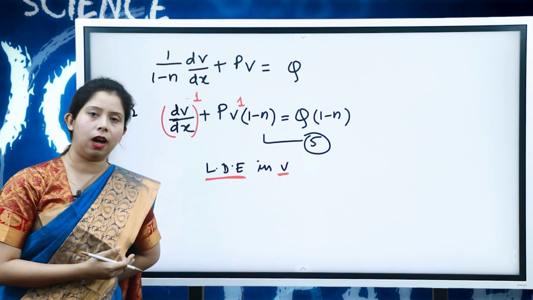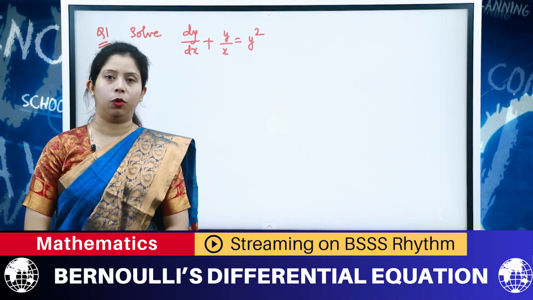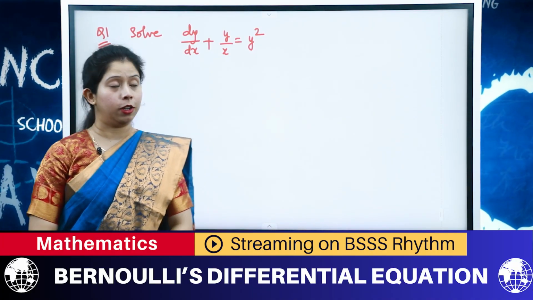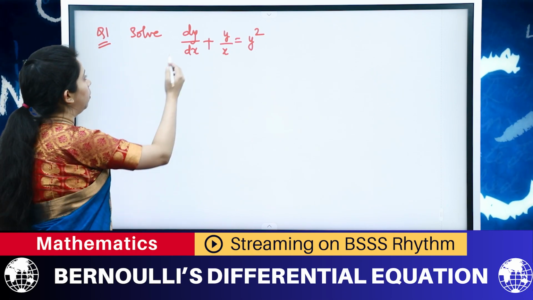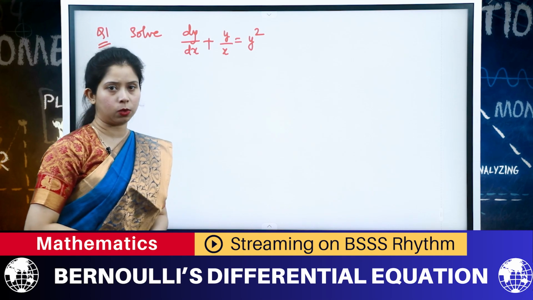So, now let us start with solving some questions. Let us understand this concept with the help of a few examples. Question number 1, solve dy by dx plus y by x is equal to y squared.